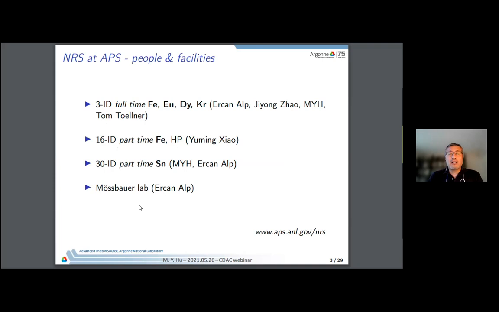So for the other sources, you can go to their website and talk to the beamline side. Here I'm going to talk about the nuclear resonance program at APS, and later particularly at sector 30. We have 5 isotopes we study, at the 3 beamlines, plus a Mössbauer lab. These are the Mössbauer people, or nuclear resonance people, at APS.